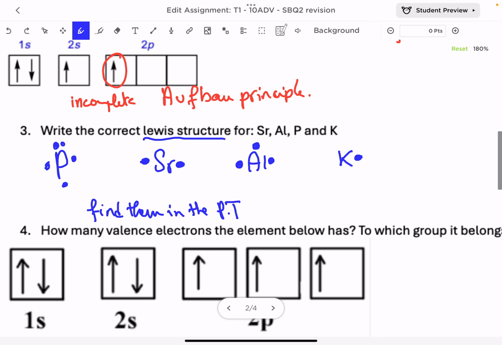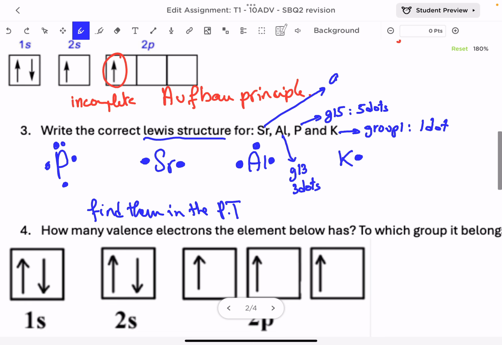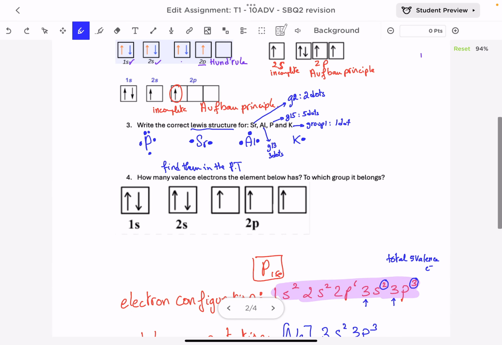So again, this belongs to group 15, 5 dots. This belongs to group 1, 1 dot, 1 valence electron. This belongs to group 13, 3 dots. And this belongs to group 2, 2 dots. That's how we do it.